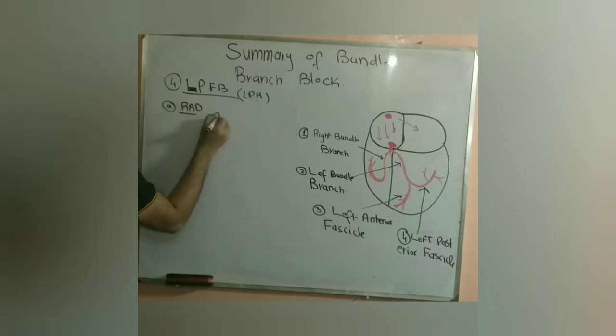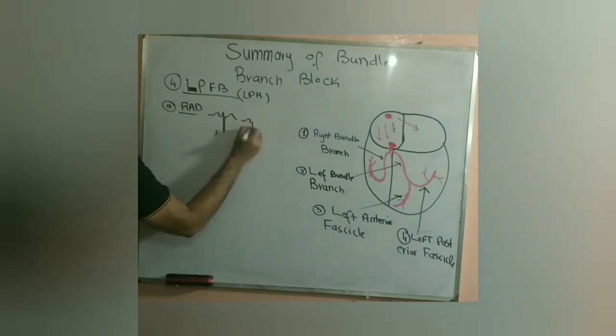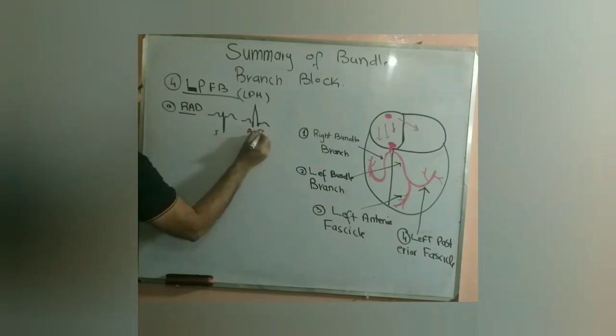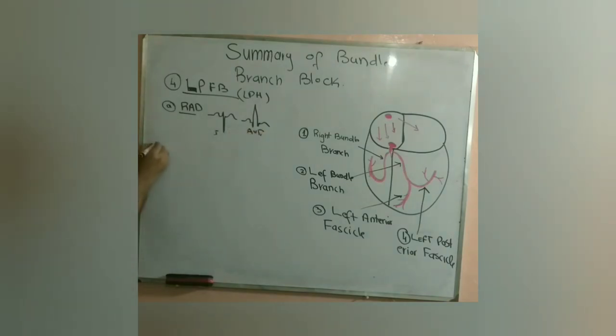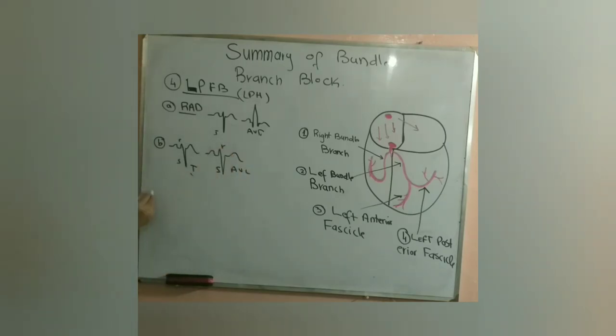How? Lead 1 will be a negative lead and lead AVF will be a positive lead. So this is going to be a right axis deviation. Secondly, lead 1 and AVL will have a small R and a deep S wave. Both lead 1 and AVL, which are lateral leads, will have a small R and deep S pattern.